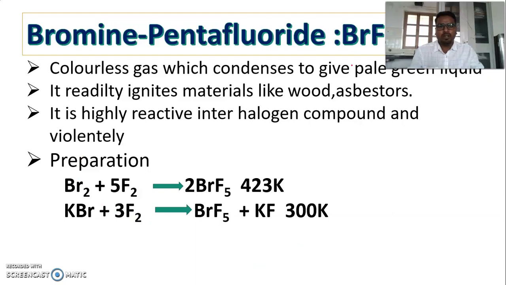Bromine pentafluoride, BrF5, can be prepared by the heating of bromine and fluorine in a 1:5 stoichiometric ratio. So we are going to get bromine pentafluoride, and it can also be prepared by using potassium bromide. At 25 degrees Celsius or 300 Kelvin, that means under normal room temperature, potassium bromide reacts with fluorine, giving bromine pentafluoride and potassium fluoride.